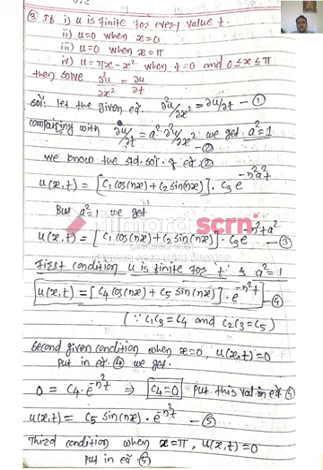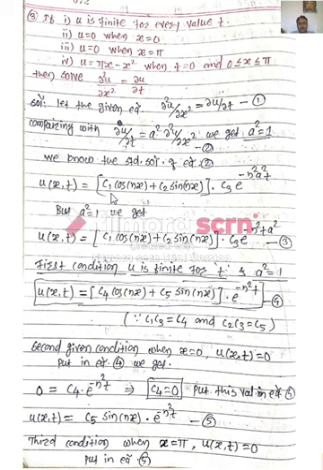So let us start the solution. Let us write the given equation as equation number 1. Then comparing it with the standard form, ∂u/∂t = a² ∂²u/∂x², which is equation 2, we get the value of a² is equal to 1.